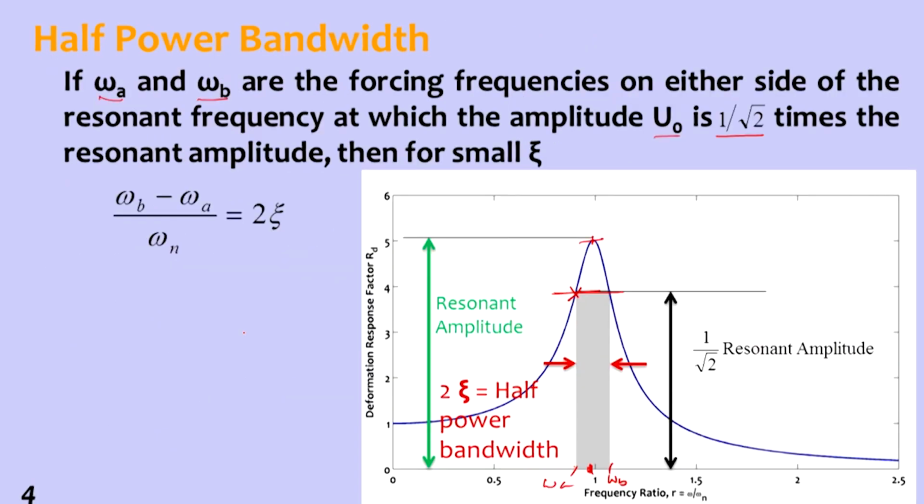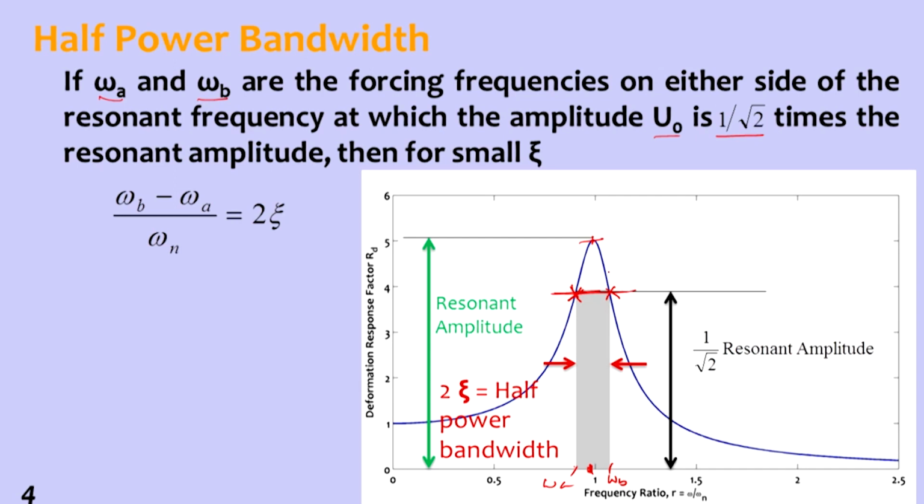As you can see, omega A and omega B are the forcing frequencies on either side of the resonating frequency, at which the amplitude u0 is equal to 1 by root 2 times the resonating amplitude. So on two sides, these frequencies are omega A and omega B, and they are related to damping in this form. So if we know this Rd curve, we can find out the damping in the system. We know the resonating amplitude, and then just mark the value of 1 by root 2 of that peak value.